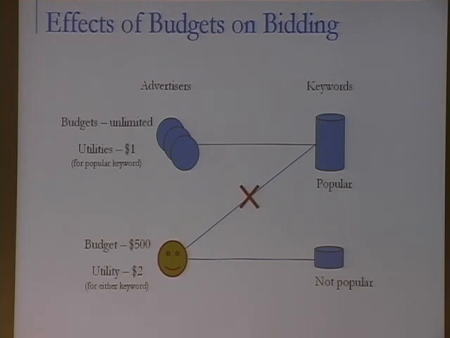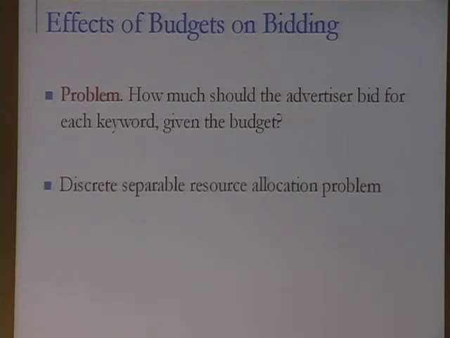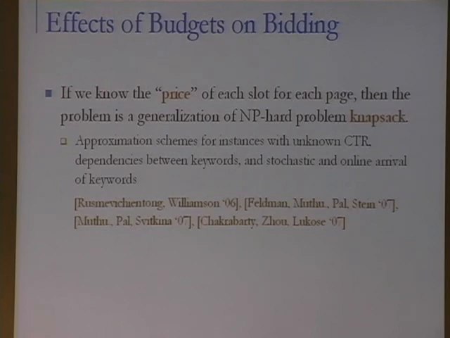So how should an advertiser bid for the keywords when he's given his budget constraint? What should you do? This is a discrete separable resource allocation problem, which is well studied in the OR literature, the resource here being the budget of the advertiser. And if we know the price of each slot for each page, then this problem becomes a generalization of knapsack.